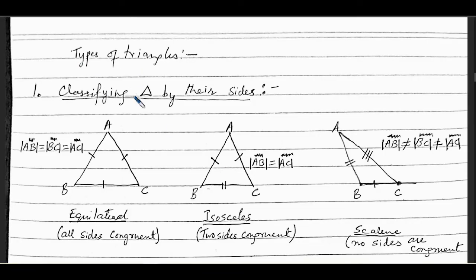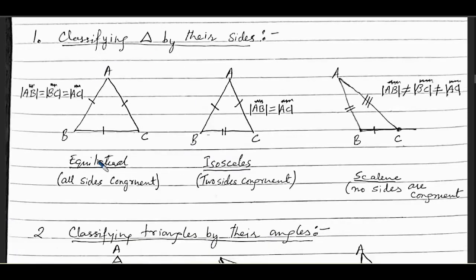So how many types of triangle are there? I can classify triangles by their sides. First one is the equilateral triangle, that is all sides are exactly same. All sides are same. Congruent means same.